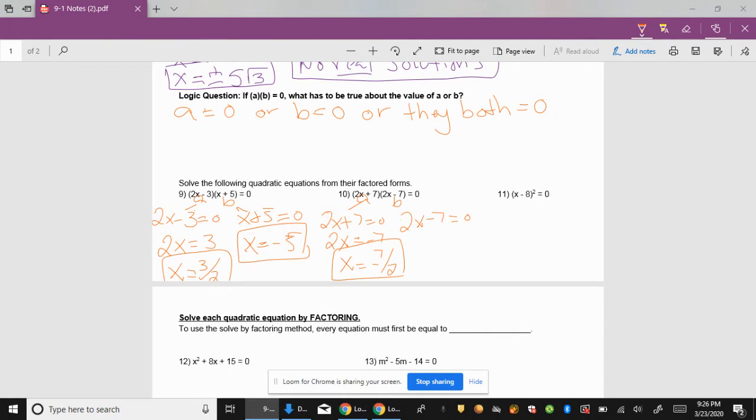Sorry for coughing so much. I've got a cold. It's not coronavirus.